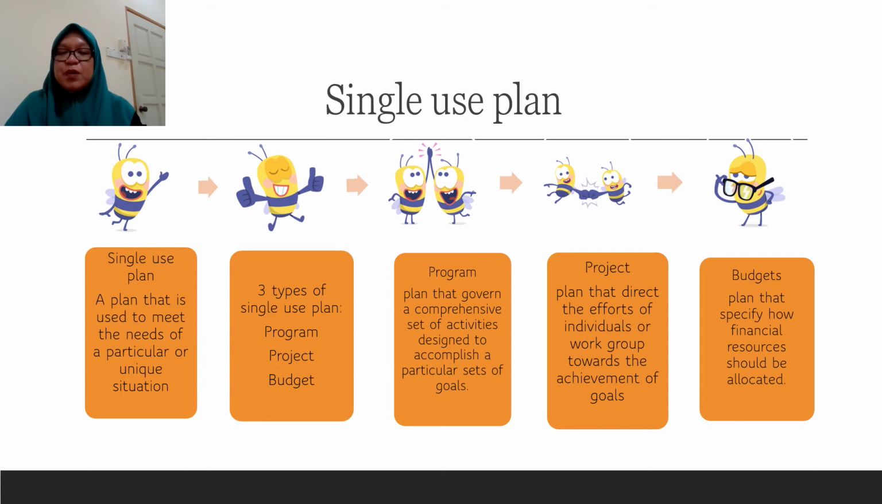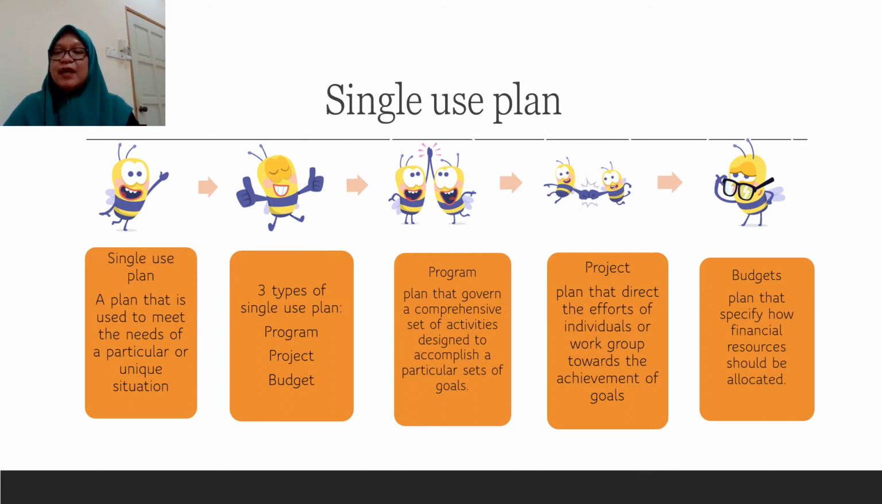The next one is project. A project is a plan that directs the efforts of individuals or work groups towards the achievement of goals. So of course they have goals. Let's say they have a certain project they want to accomplish, to develop, to build a library. Even though the library looks the same from one library to the other, from one campus to the other, it is still different. The library in Dunman is different compared to the library in Bukit Besi.